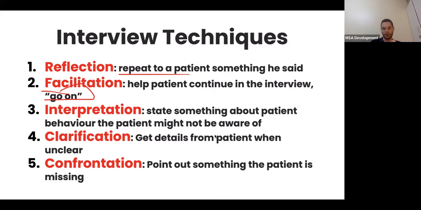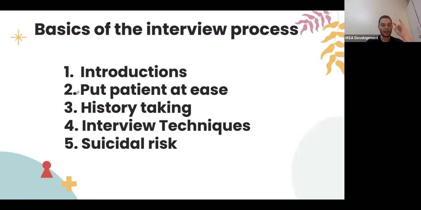So again, coming back to our 7-point scheme, we start with introduction, and then we go on to putting patient at ease, and then history taking, the interview techniques, and the fifth thing is you need to assess for suicidal risk. It's really important to assess for suicidal risk, and we'll talk more about it at the end in mood disorders, actually, how important it is when dealing with depression.